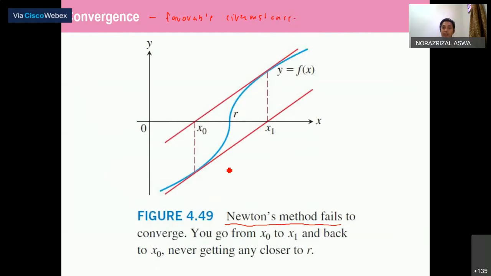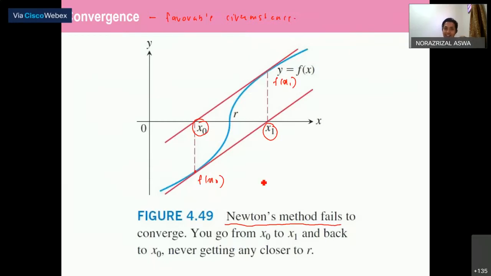So Newton's method fails. Let's say you choose x naught here, and then you find your f(x naught). Then you get x1. Then you do the same thing. You repeat your procedure. You find your f(x1) here, the tangent line, and then you find it crosses x0 again. So it goes on and on forever.